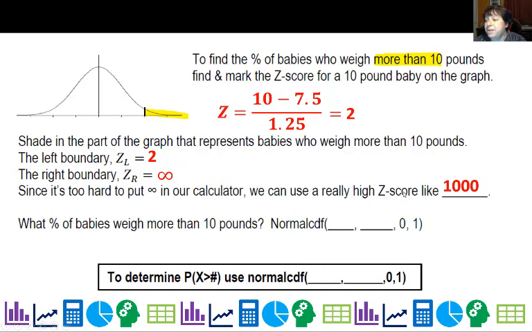So let's go ahead and calculate for the z-score here. We got 2 and 1,000. You should put this in your calculator, and you should get about 2.28%. So the general rule is when you're trying to find the probability that x is greater than a number, you can find the z-score for that x, and that's your z left, and then just use 1,000 for z right, and you can leave 0 and 1 there because we're doing z-scores, and it will give you the answer.